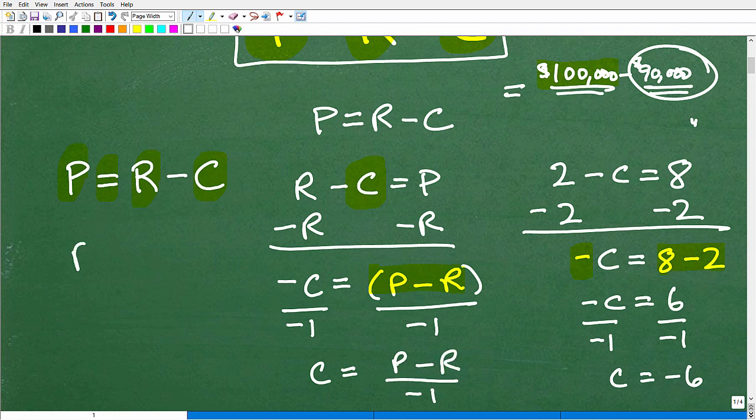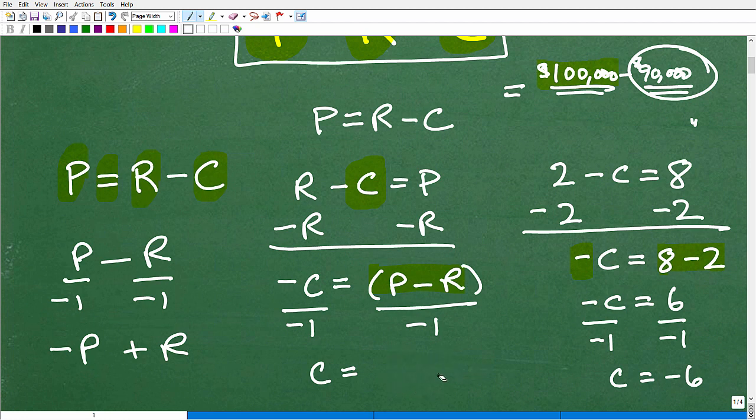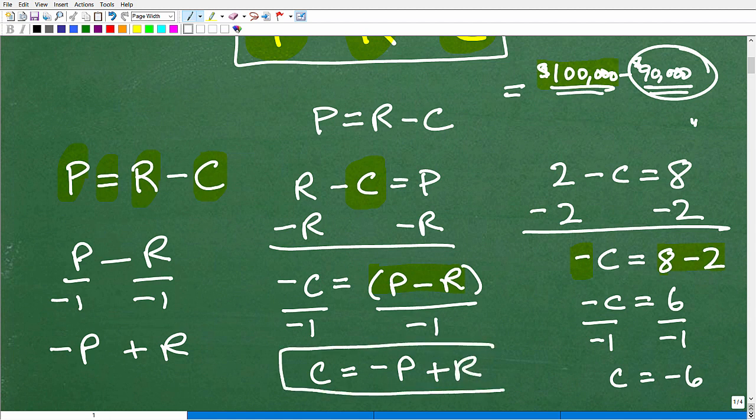Now here, P minus R divided by negative 1, what does that mean? Well, it changes the sign, right? So I can divide each one of these terms by negative 1, and I get negative P plus R. So this is probably the most correct way to express this.